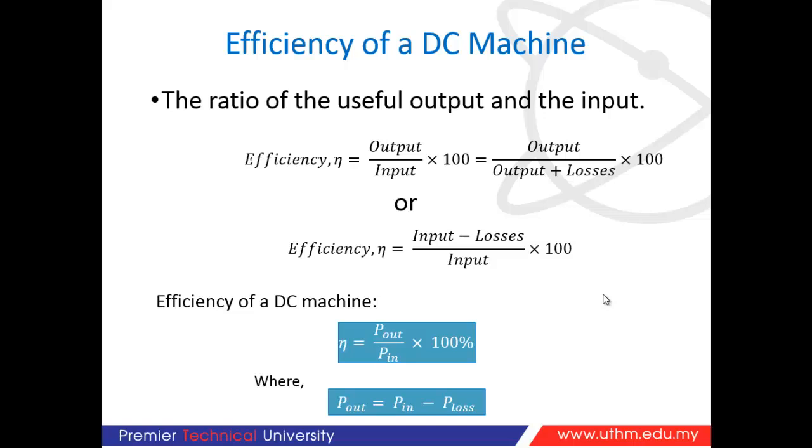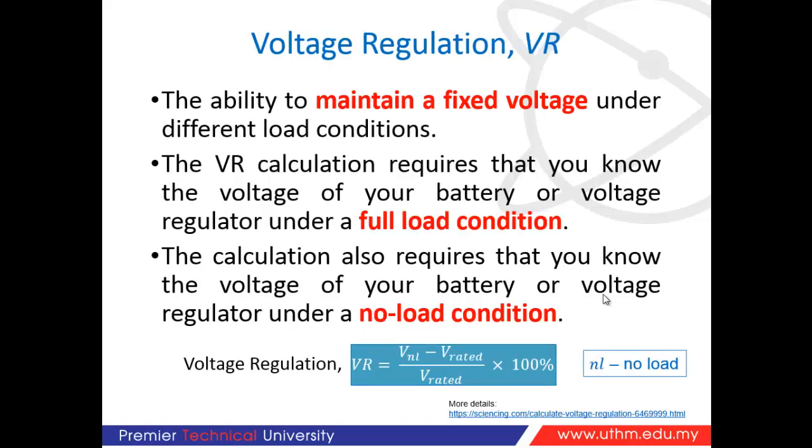And then the efficiency of the DC machine. Actually, it is a ratio of the useful output and the input. For efficiency, the perfect value is 100. For this one, the perfect value is 0, which means that the lower the voltage regulation, the better for the system.